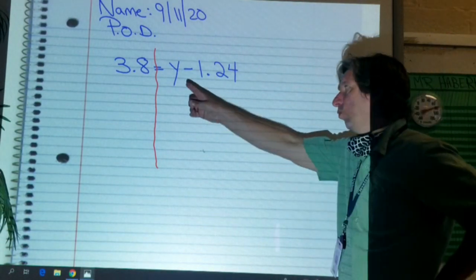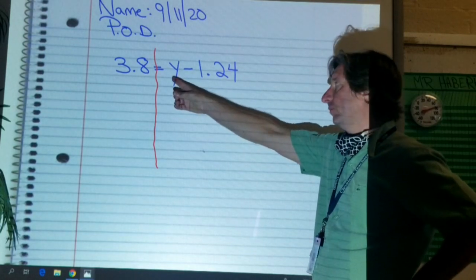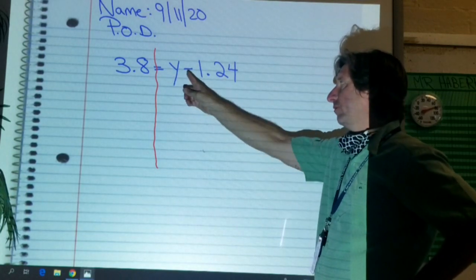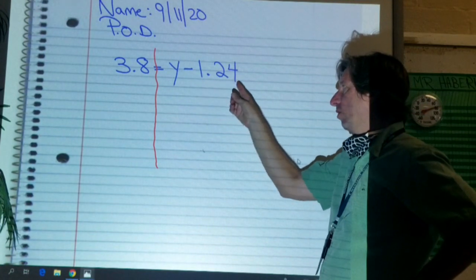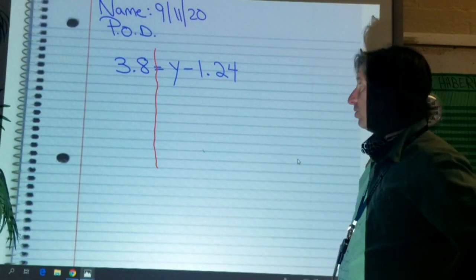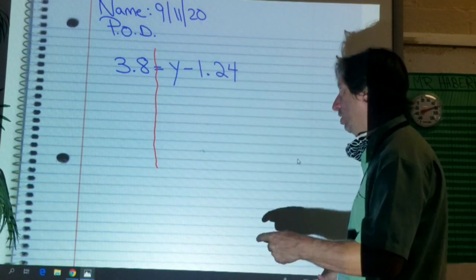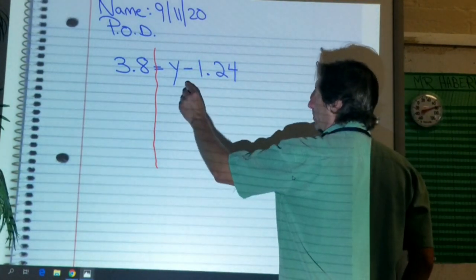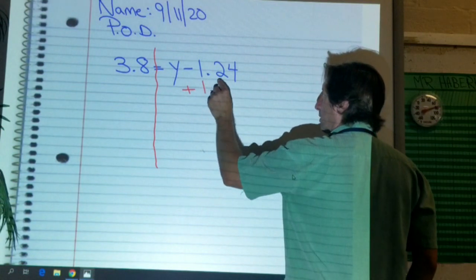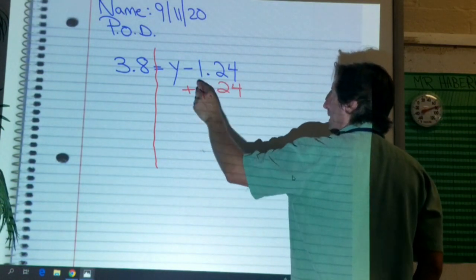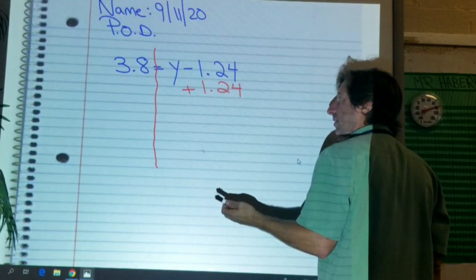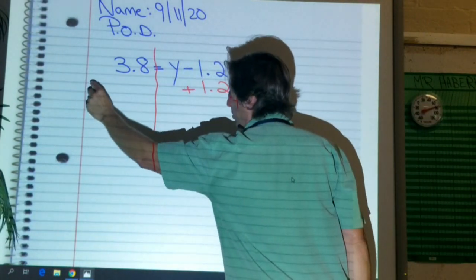You want to get this letter all by itself on this side. So I have to get rid of minus 1 and 24/100ths. And the inverse operation of minus, or subtraction, is addition, right? So I'm going to add 1.24 to make those go away. If we do it to one side of the equation, we must do it to the other.